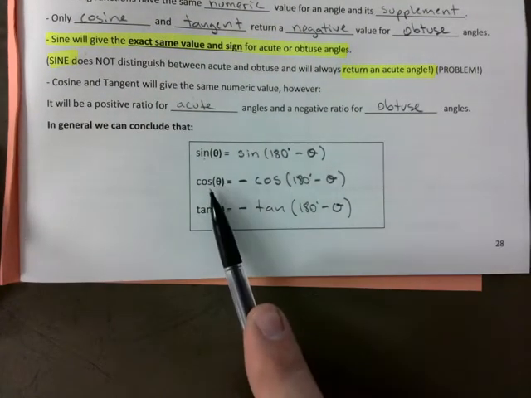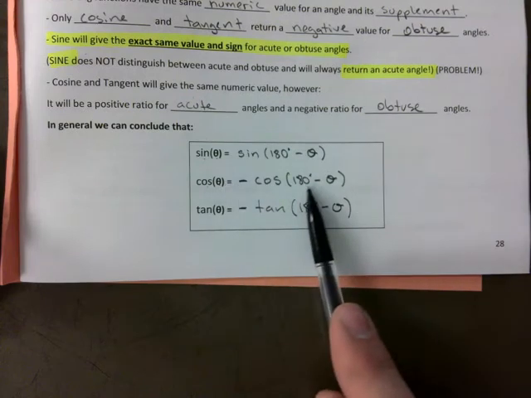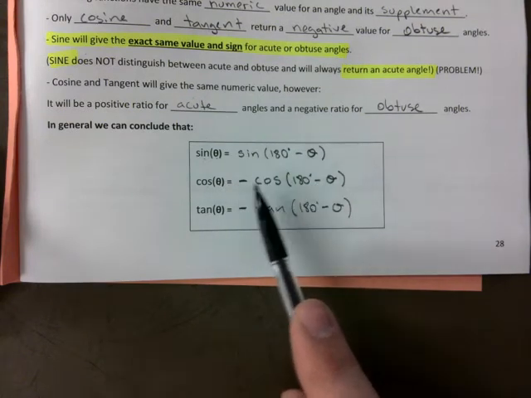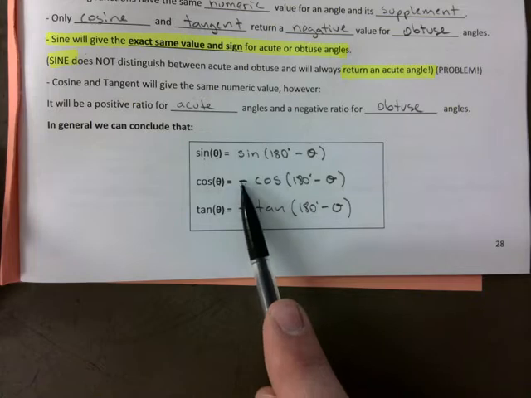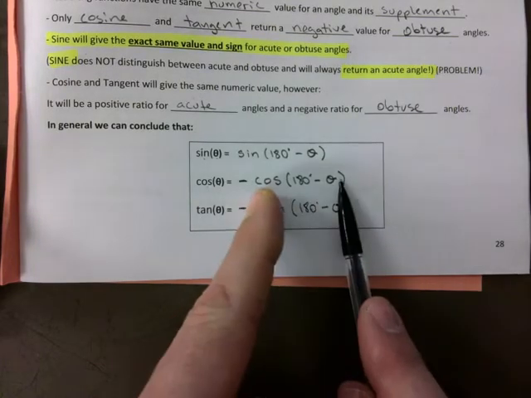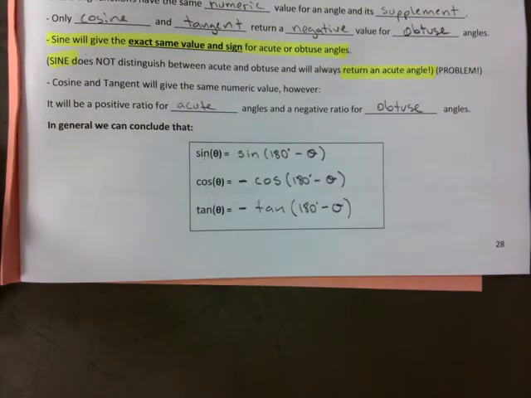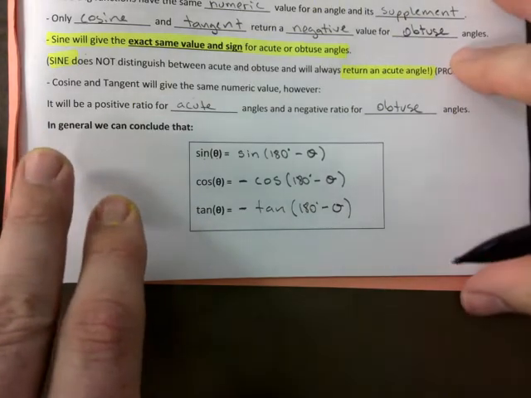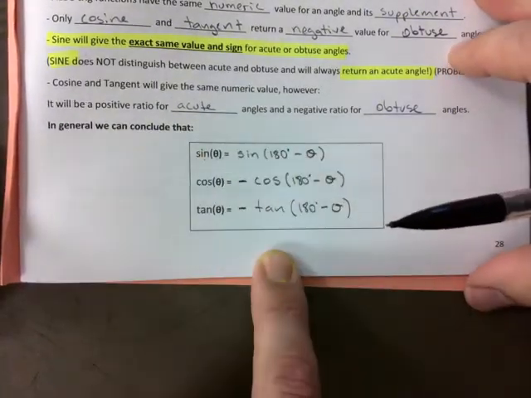So you couldn't say, hey, cosine of theta is exactly the same as cosine of the supplement. You can't say that because this one will be negative. That's why we need to put that little negative in front of this expression, because negative and negative will turn positive. And I have a bunch of questions that will make you think through this to put it into practice.